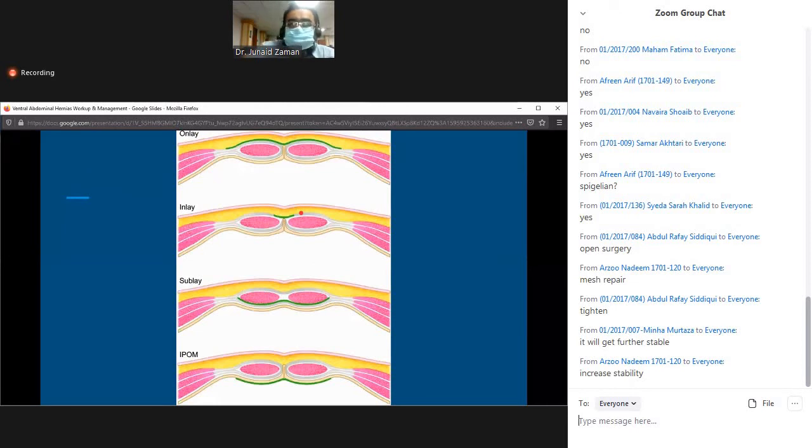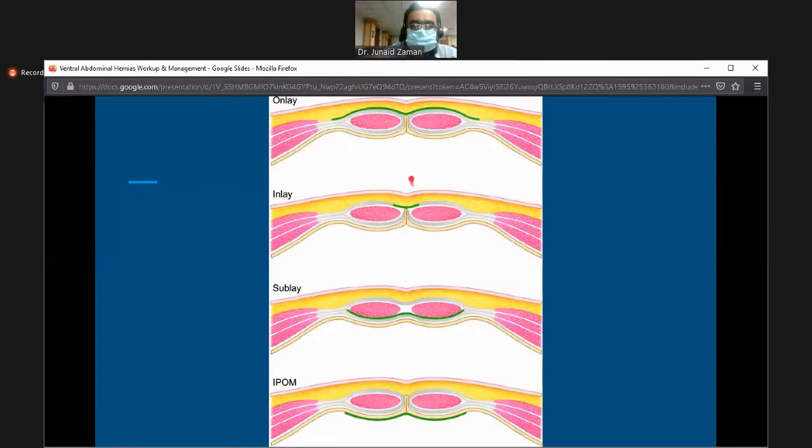So when we place the mesh on the Scarpa's fascia above, this is called an onlay mesh repair. Sometimes we just put the mesh on the defect itself, on the edges of the defect. This is also called onlay mesh repair. Then this condition developed where we were placing the mesh below the muscles, and this is called sublay mesh repair.